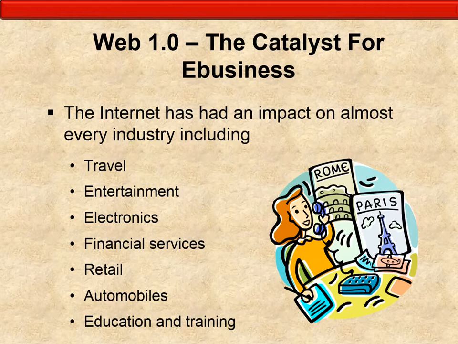Now, Web 1.0, the catalyst for e-business. What sparked e-business and what made it become so prominent as it is now? Well, you have travel. Travel sites such as Expedia are now the biggest leisure travel agency with higher profit margins than even American Express. 13% of traditional travel agencies closed in 2002 because of their inability to compete with online travel. I would say that would be disruptive.